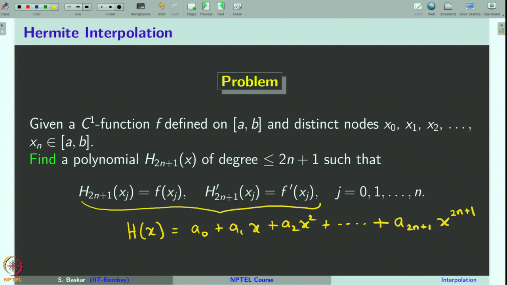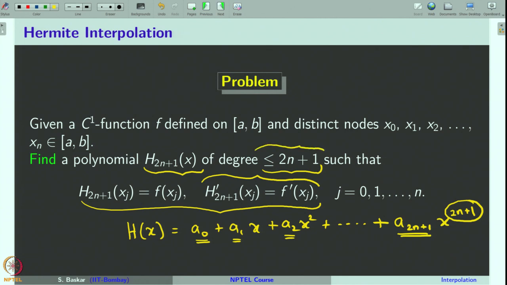For that, you need the degree of the polynomial to be 2n plus 1, so that you have 2n plus 2 unknowns, a naught, a 1, a 2 up to a 2n plus 1. That is why we need the degree of the polynomial to be less than or equal to 2n plus 1. Recall that this kind of condition is not something new to us. The same idea was also adopted when we were constructing the polynomial interpolation in our previous lectures, right. The same idea now, but we have some extra conditions that forced us to increase the degree of the polynomial, right. There is nothing new in this idea.